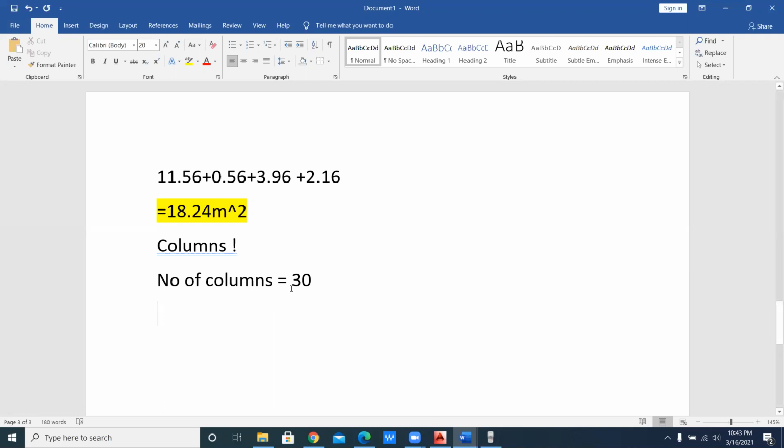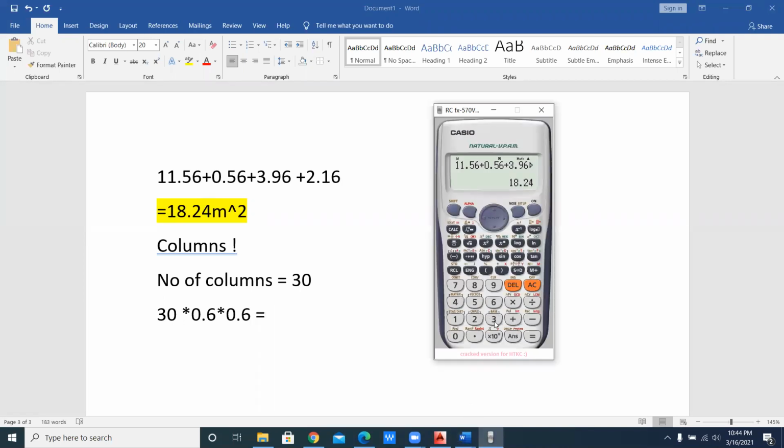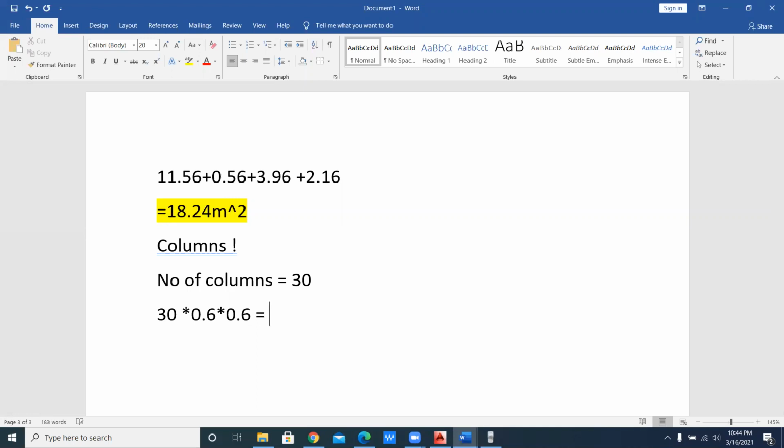And for the length and width, that normally shows you the area in square meters. That is 30 multiplied by 0.6, because 600 sorry, 0.6, and multiplied by 0.6. Okay, so what will you get here? That is 30 multiplied by 0.6 multiplied by 0.6. So that is 10.8 meters square.